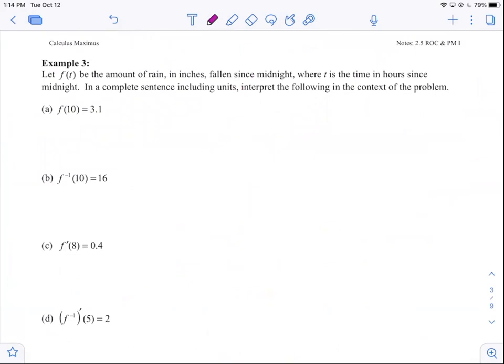Let's look at example 3. I told you it was going to rain. Here it is. Let F of t be the amount of rain in inches that has fallen since midnight. So midnight is going to correspond then with t equals 0. t is the time in hours since midnight. So we have hours and inches, right? In a complete sentence, including units, interpret the following in the context of the problem.